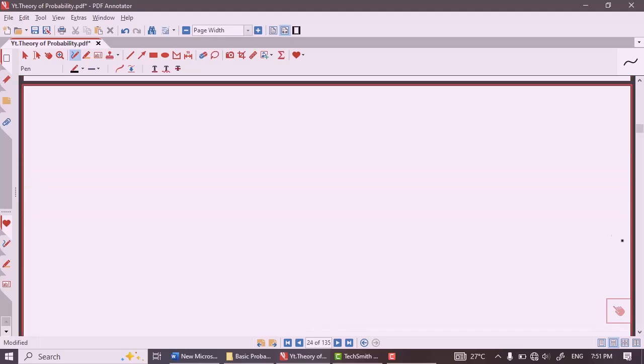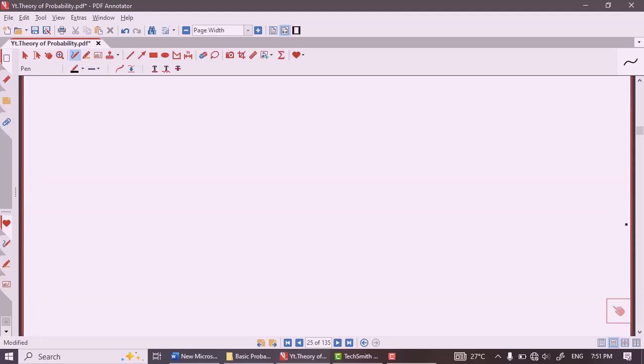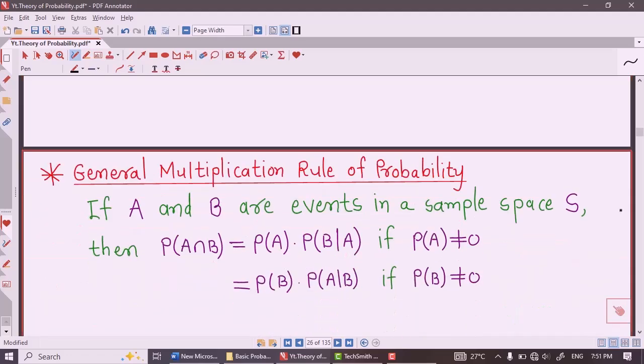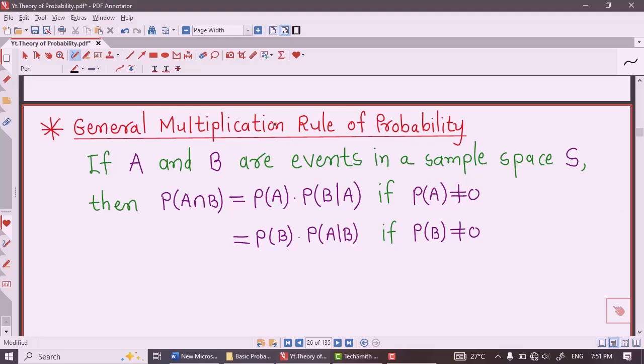They can ask you to write down the multiplication rule of probability also, and we will call it the general multiplication rule of probability. So if A and B are events in a sample space S, then probability of intersection of A and B is given by P of A times conditional probability of B given A, if P of A is non-zero. Similarly, we can write this if P of B is non-zero.